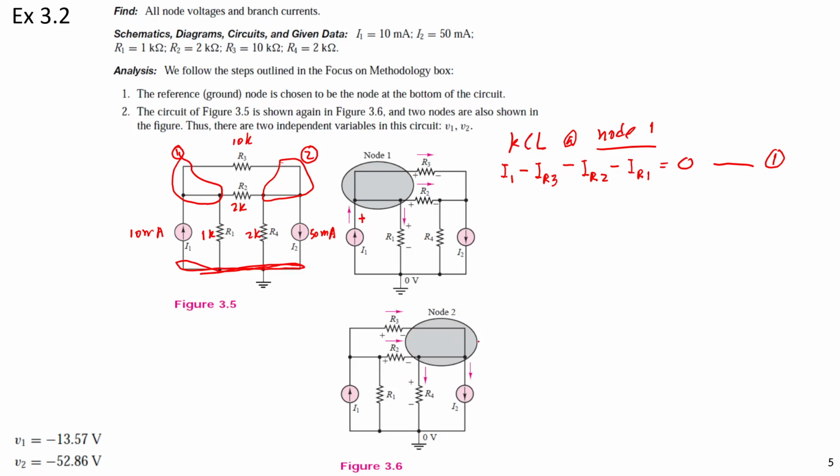For node 2, the current flowing out is minus. So minus I2 plus IR3 plus IR2 plus IR4 equal to 0.